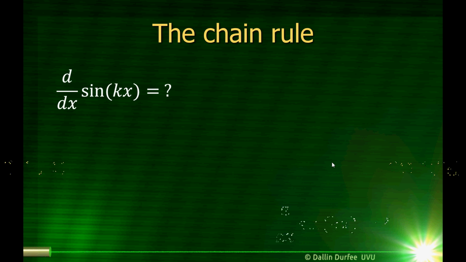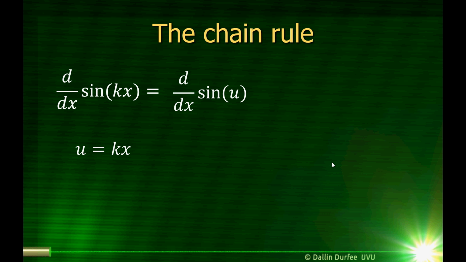Here's another example of using the chain rule. Imagine I want to find the derivative of sine of kx. Well, I know how to find the derivative of sine of x, right? The derivative of sine of x is just cosine. But what about the sine of kx, where k is a constant? That constant's messing everything up. Well, let's define a new variable. Let's define u to be equal to k times x. So now I can write this as the derivative with respect to x of sine of u.